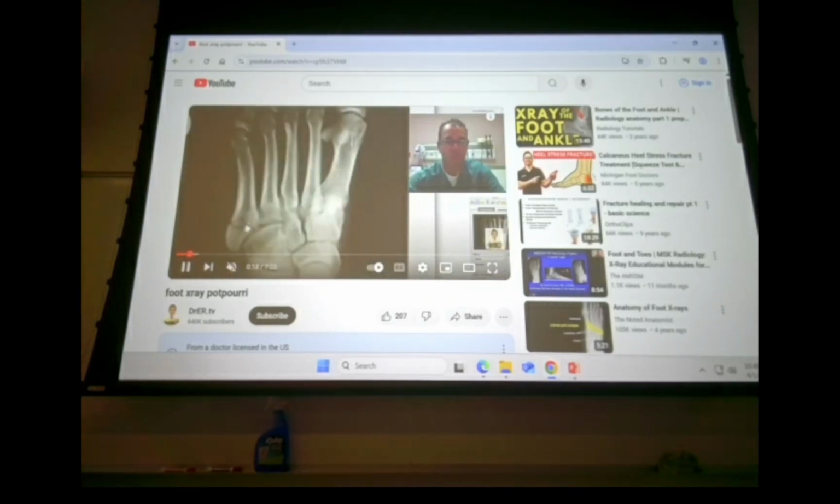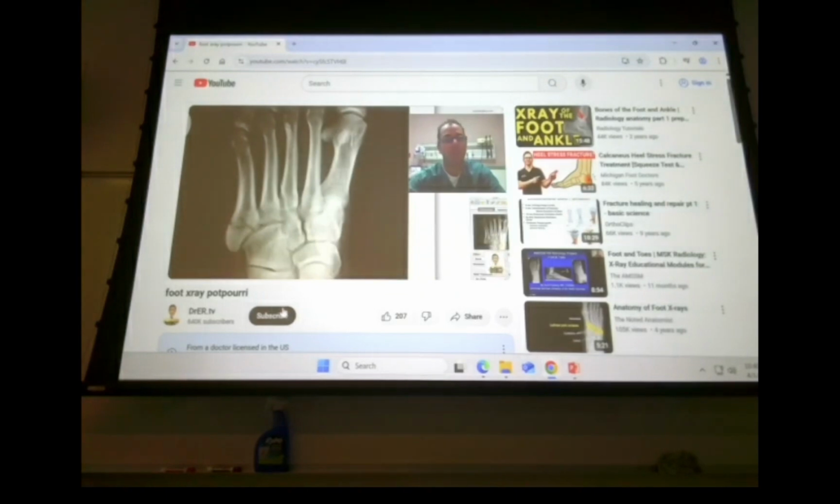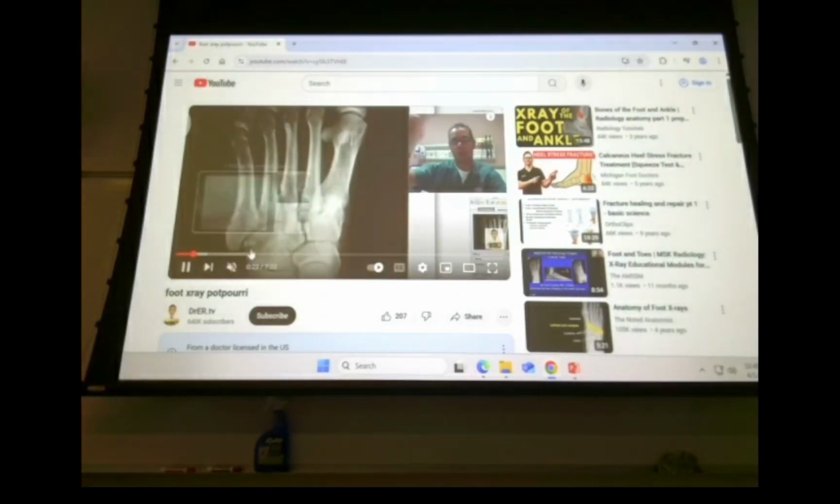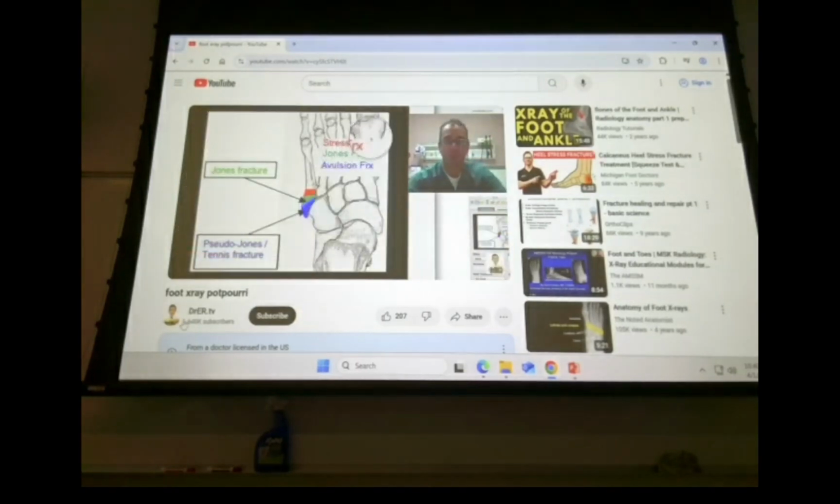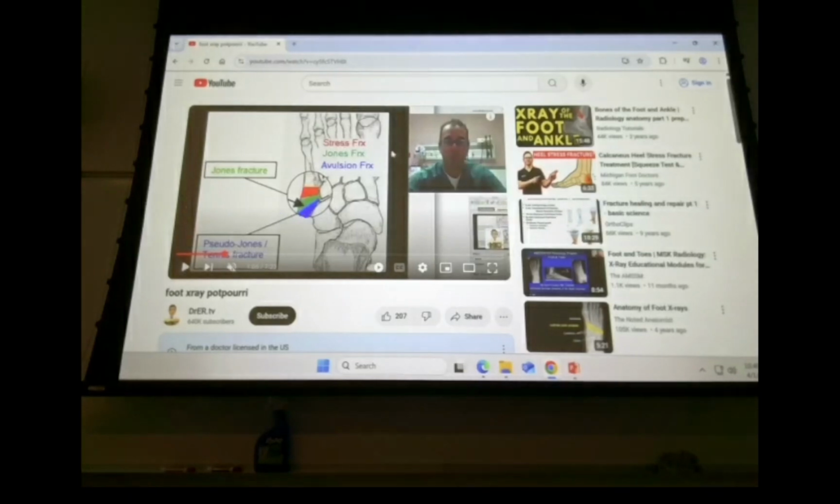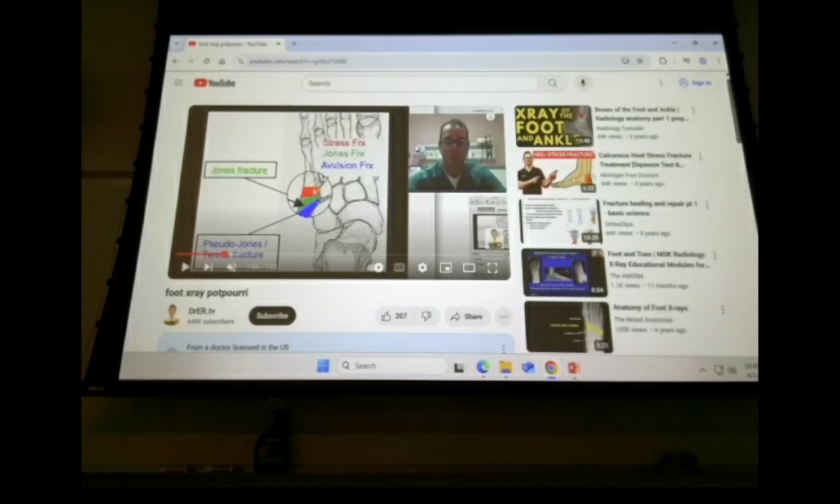So Jones fracture is here. Again, it's not really an incidental finding on some of the images, but it is sometimes an unexpected finding. A patient really twists their ankle and they may have a fracture at the base of that fifth metatarsal. So you've got three different levels: stress fracture, Jones fracture, and an avulsion fracture, where just the tubercle breaks off, and that's what we refer to as a pseudo-Jones fracture.